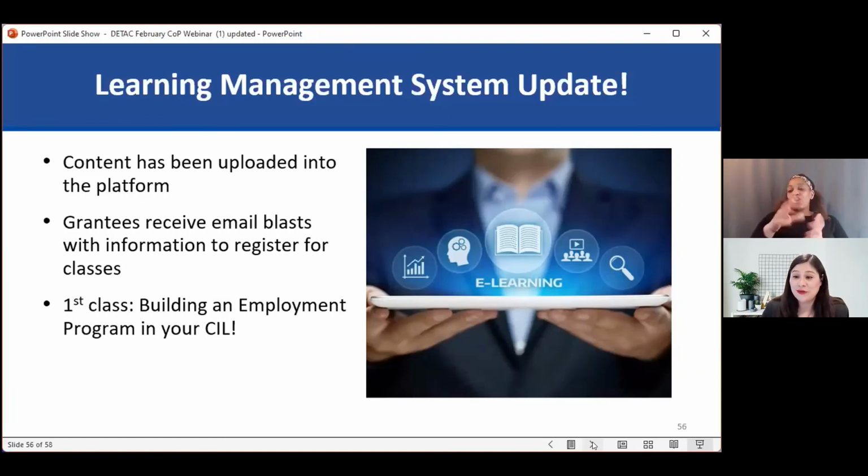So what we will be doing is sending blast email announcements out to each grantee. My suggestion is to keep on the lookout, particularly Centers for Independent Living, because that is the first class that we have. We will be sending each Center for Independent Living a username and some credentials to access that class and register for it on our learning management system.